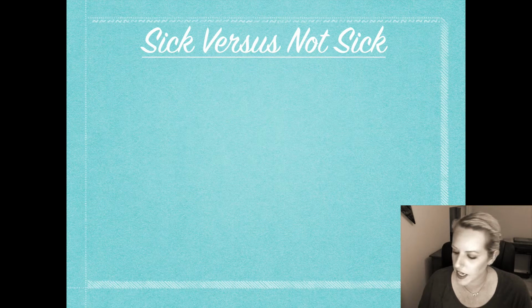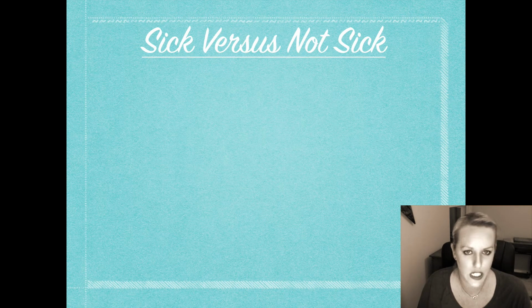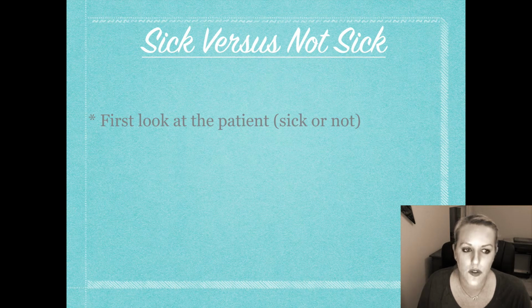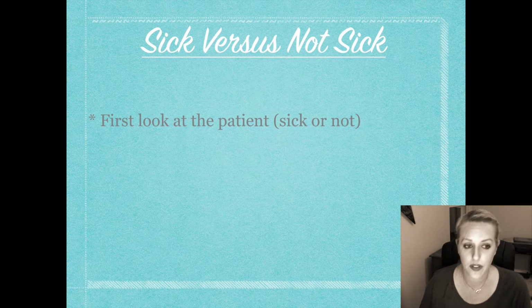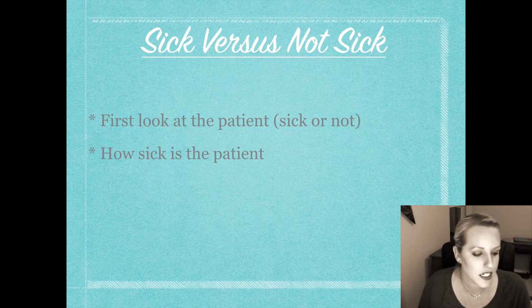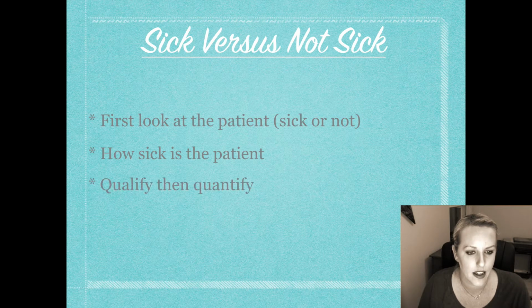The first thing we need to do is differentiate sick versus not sick. So first, look at your patient. You can tell when somebody looks terrible. If they look like they're about to die, they probably are. Then we need to determine how sick the patient is. We're gathering this just by looking at them. We always want to qualify and then quantify. Is the patient sick? How sick?